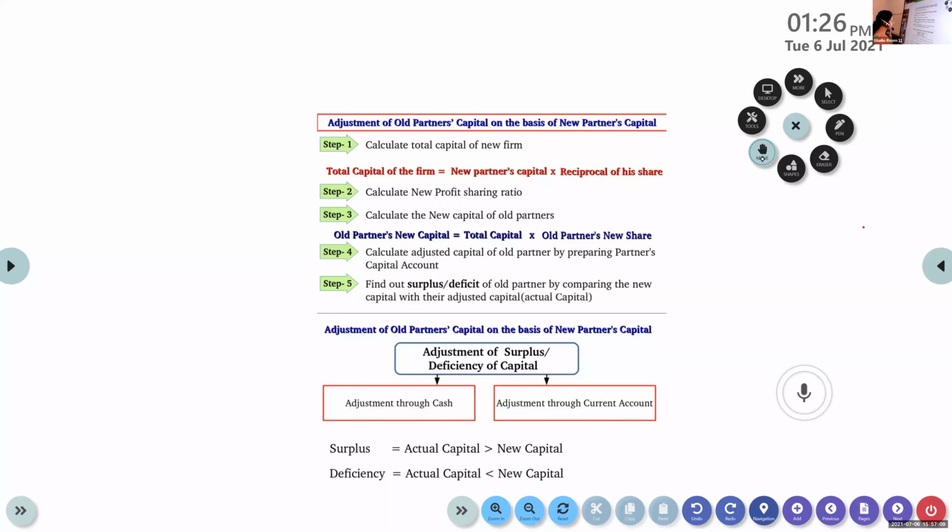Now, the surplus and deficit, how do we adjust it? The adjustment of surplus or deficiency of capital, we have two methods. Adjustment through cash, adjustment through current account.